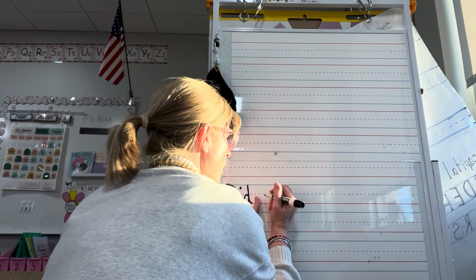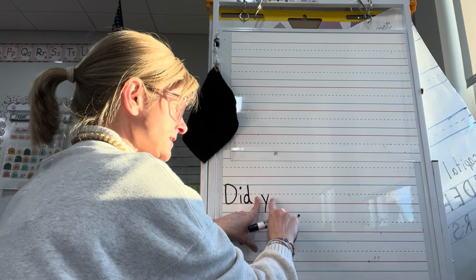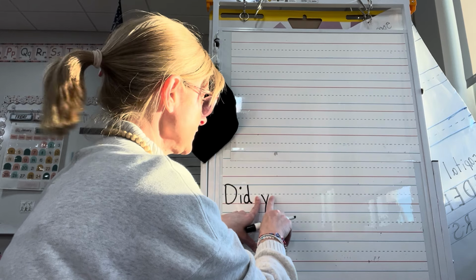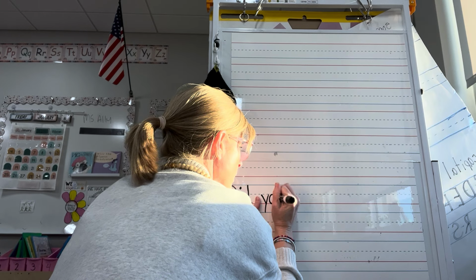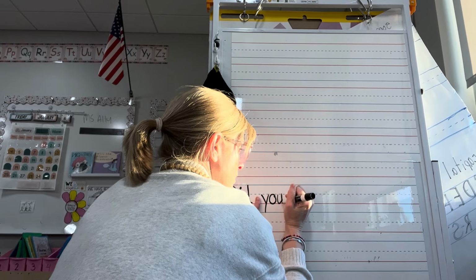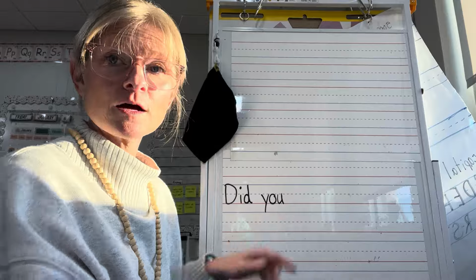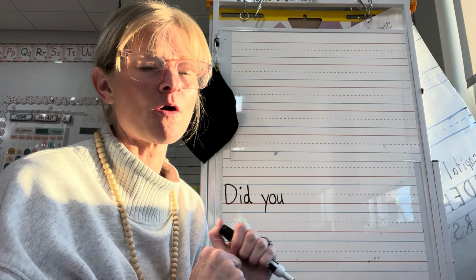So let's start with our lowercase y. That's a letter that falls. That's one of our letters that should fall below the line. Y, lowercase o, lowercase u. So did you, the next word is trap. Let's sound that one out.